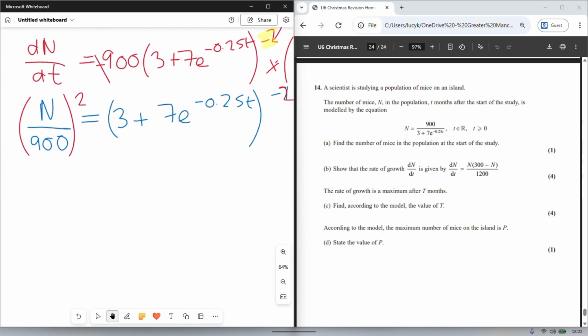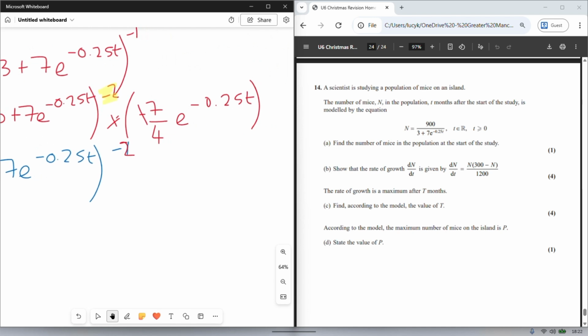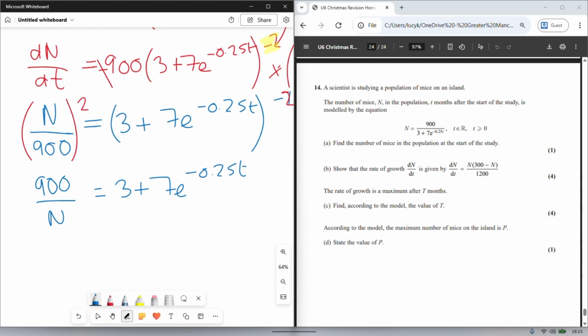But I'm going to go back to this thing here and I'm going to try and get that 7e to the minus 0.25t. I think that would be the easiest substitution to make there. So before I squared everything, it was n over 900 is 3 plus 7e to the minus 0.25t to the minus 1. So what I'm actually going to do is flip everything. So I've got the reciprocal, because when I do that, that'll give me 3 plus 7e to the minus 0.25t. Because remember that it was the power of minus 1 before.